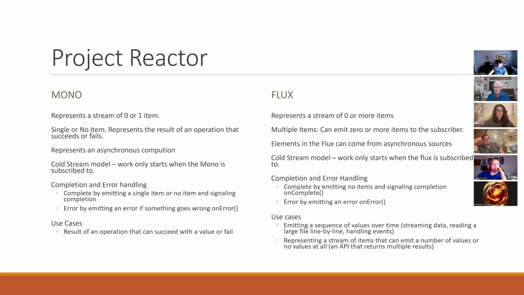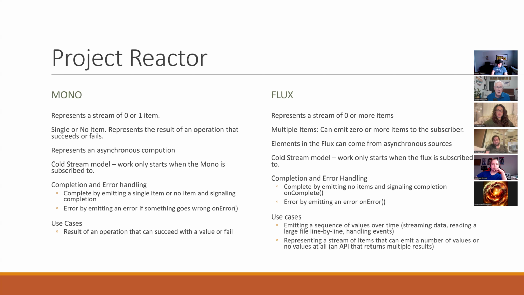Completion is different in mono than in flux. Why do you think that is? Very simple. Remember, we have the on data and on complete hooks. For a mono, when I call on data, it's implied on complete as well. If I call an on complete with no data, that means there was no data. If I get an on data, it means I got the data and I'm done because it only came through once. You got that? That makes sense.